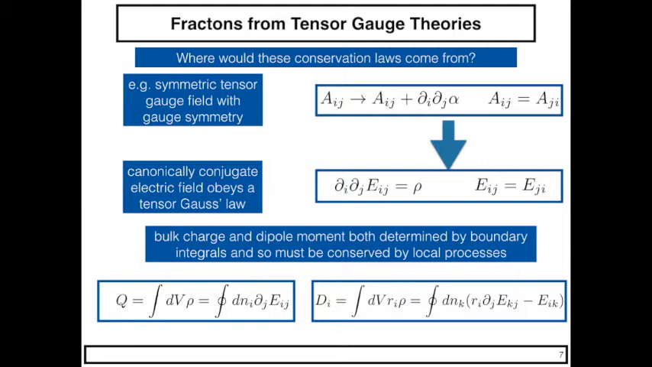So what we learn from this is that higher moment conservation laws, and therefore the existence of fractons, are intimately connected to gauge symmetries of higher rank tensor gauge fields, and that if we can find a system described by this kind of tensor gauge theory, then fractons should follow naturally.